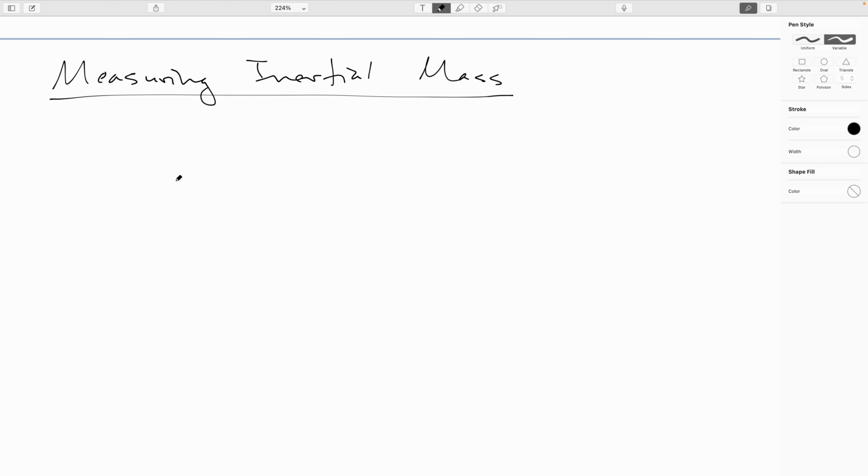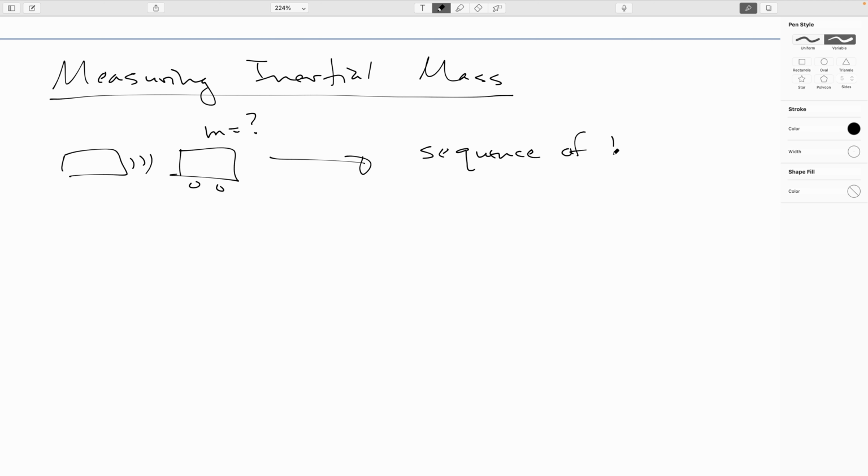So I would have a dynamics cart of unknown mass I want to find. Again, I'll have a motion sensor hooked up. And then what I will do is apply a sequence of known forces. And for each one of these known forces, we would see it accelerate at something. It would be a different value each time.